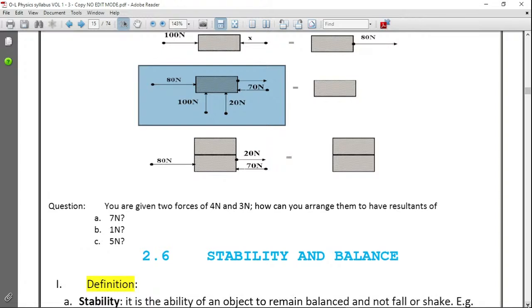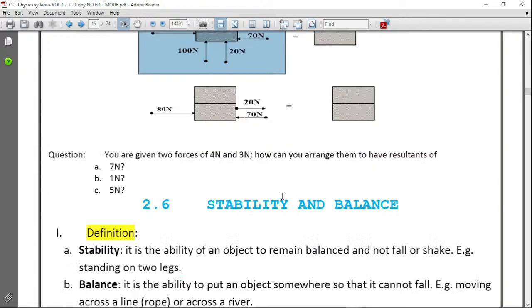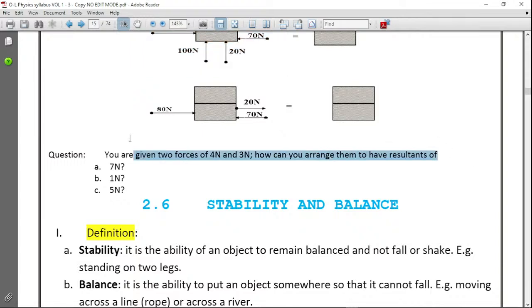This is a good example of that last case which I'm talking about. So what does this one show? It shows that two forces of 4 newtons and 3 newtons should be arranged such that the resultant is as required. So if you are given two forces of 4 newtons and 3 newtons, how can you arrange these forces so that the resultant is 7 newtons?